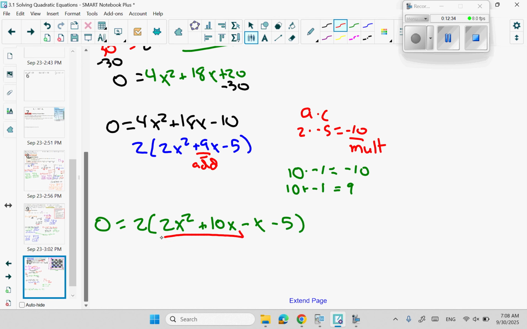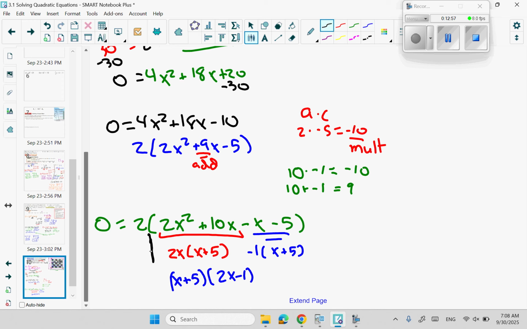We can factor by grouping, so I can take 2x out of this group, leaving me with x plus 5. I want to end up with exactly x plus 5 here, so I'm going to take out a negative 1. So my parentheses are the x plus 5 and the 2x minus 1. But it's important to note that was just what was inside the parentheses. I still have this 2 out front.